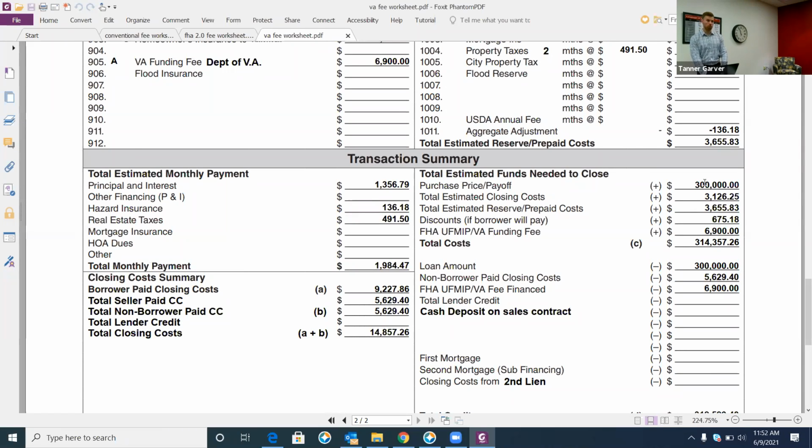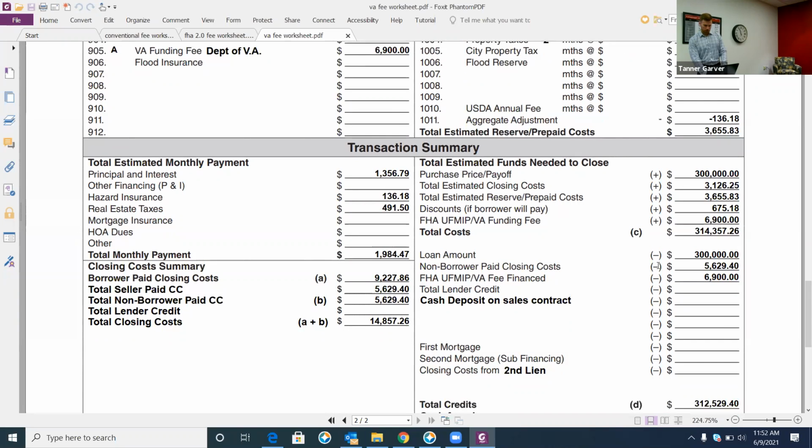With the VA loan, you can put 0% down, right? So purchase price $300,000. Closing costs, because he bought those points, were a little bit higher. Prepays right around here. The discounts that he bought, and then that funding fee is the total cost of your loan. So the total cost of the loan is $314,000.